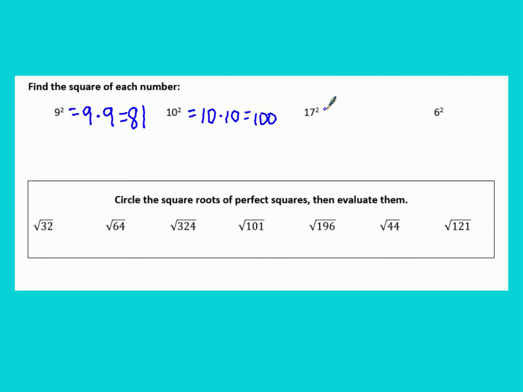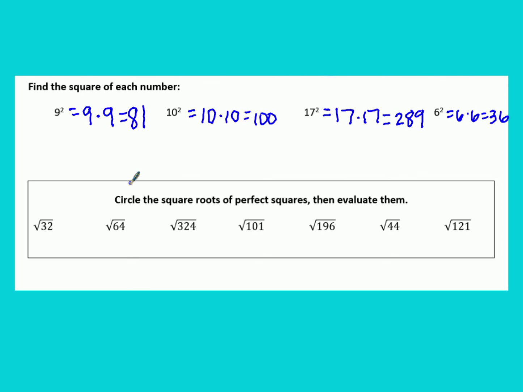All right, hopefully you've tried these. 17 squared would be 17 times 17, and that is 289. And our last one here, 6 squared is 6 times 6, and that equals 36. So there's some of our perfect squares listed.